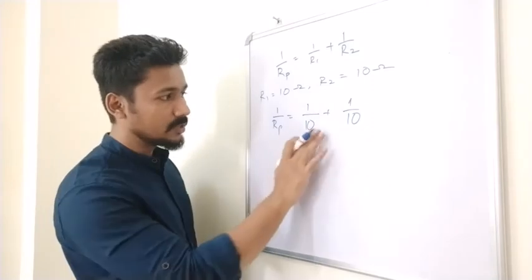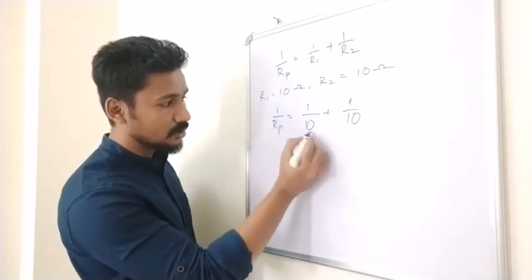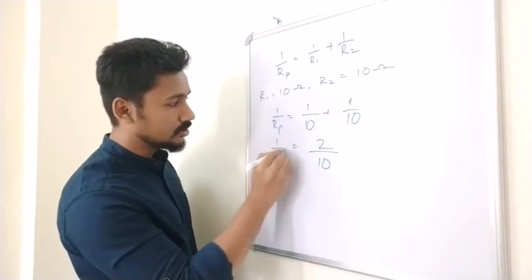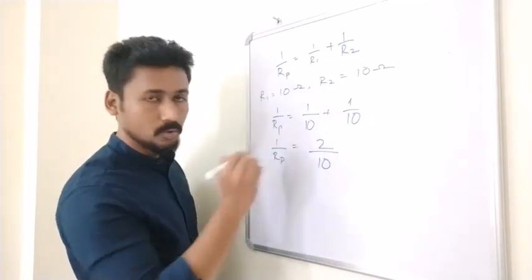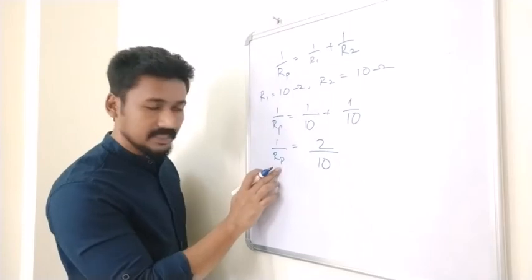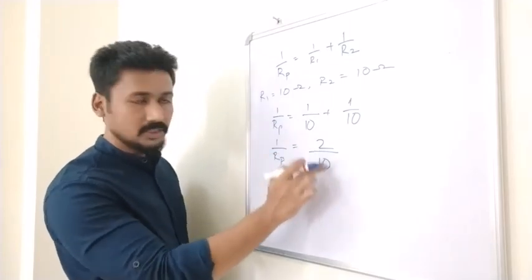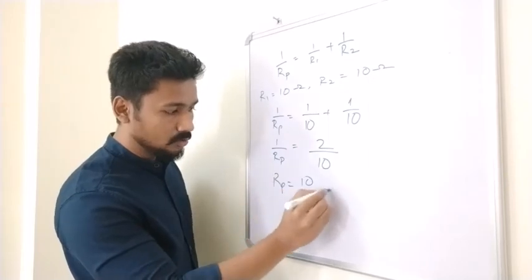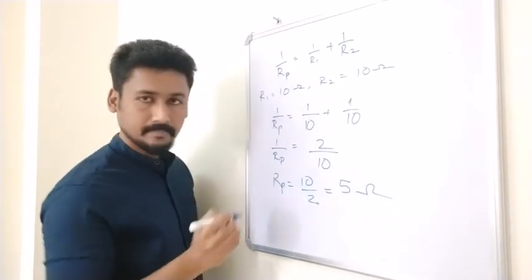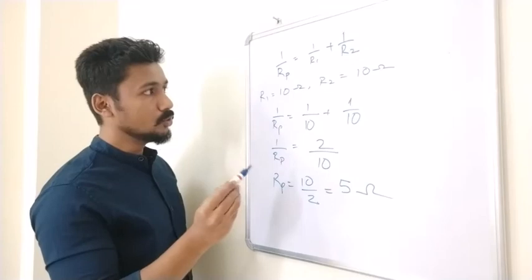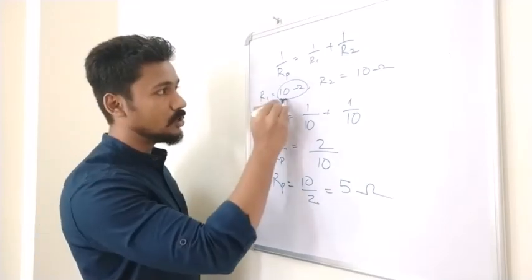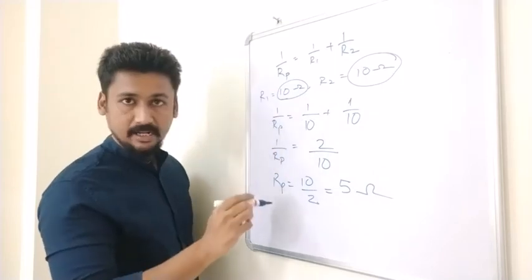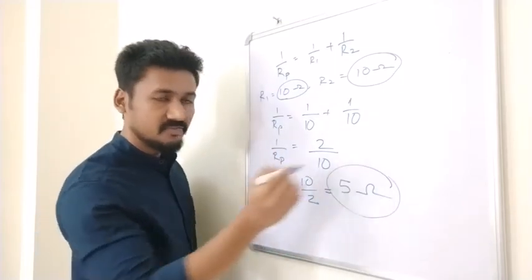Now can we solve this? Yes, we will solve this by taking the LCM. We get 10 in the denominator, and 1 plus 1 is 2, so 1 by Rp is equal to 2 by 10. But how much is Rp? 1 by Rp is 2 by 10, so Rp will be equal to 10 upon 2, which is equal to 5 ohms. Getting the idea? You had one resistor of 10 ohms and the other also of 10 ohms, but when they were connected in parallel, the total resistance became 5 ohms.